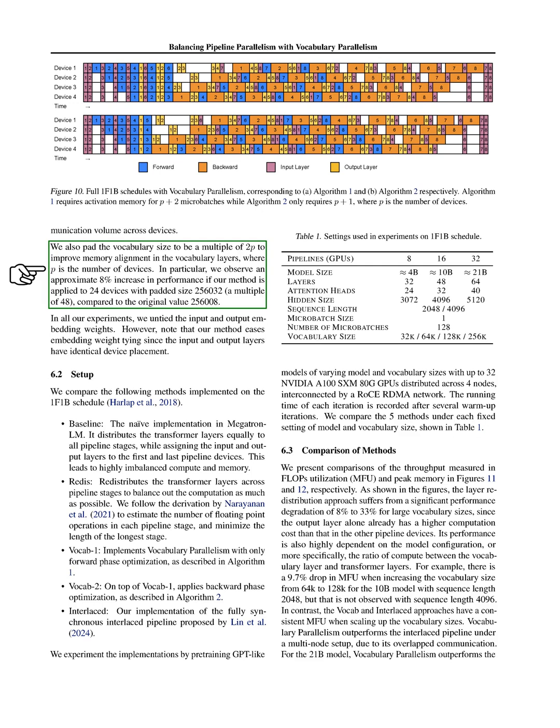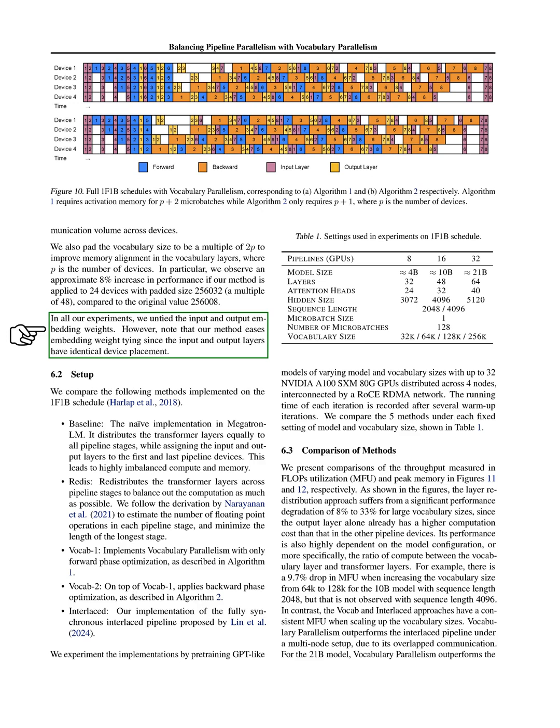Additionally, we pad the vocabulary size to be a multiple of 2 times the number of devices to enhance memory alignment in the vocabulary layers. We observe about an 8% performance increase when using 24 devices with a padded size of 256,032 compared to the original size of 256,008. In all our experiments, we keep the input and output embedding weights separate, but our method simplifies the process of tying these weights since both layers are placed on the same devices.